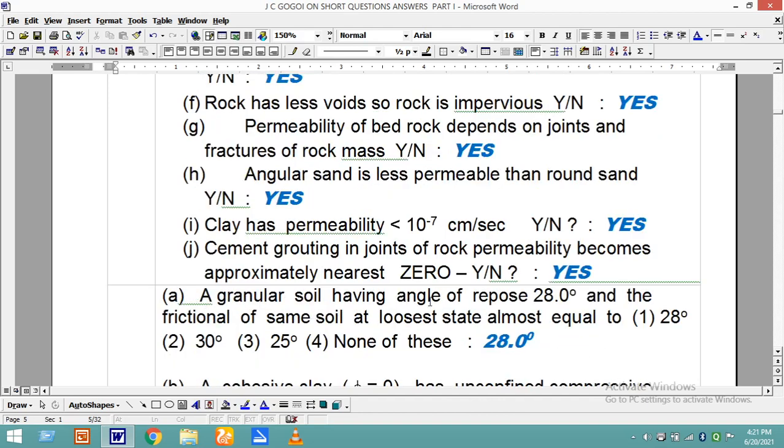A granular soil having an angle of repose of 28 degree and the frictional angle of same soil at the loosest state almost equal to: 28 degree, 30 degree, 25 degree, none of this. The angle of repose and the internal frictional angle are quite different, but the frictional angle of sand at the loosest state, when it is almost simply damp soil, is equal to the angle of repose. So the answer is 28 degree.